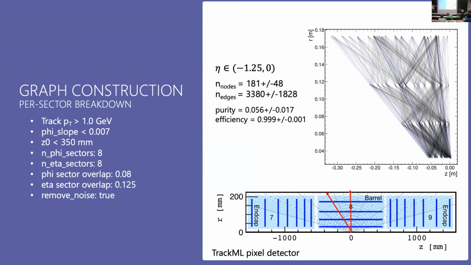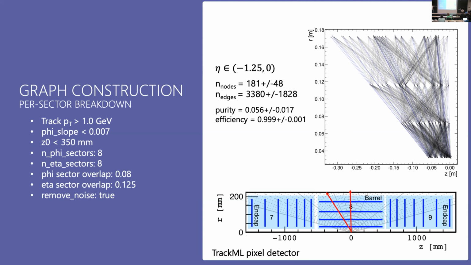First and foremost, we're looking at the TrackML data set and in particular restricting just to the TrackML pixel detector. Also, I'm applying a few truth cuts here. A lot of the results shown are going to be more in the proof of concept flavor. In particular, for track pT, any tracks below 1 GeV are rejected from the graph. There are a few geometric constraints applied to whittle down the number of edges that make it into the graph. And then each event is broken into 64 sectors, so 8 in phi and 8 in eta.